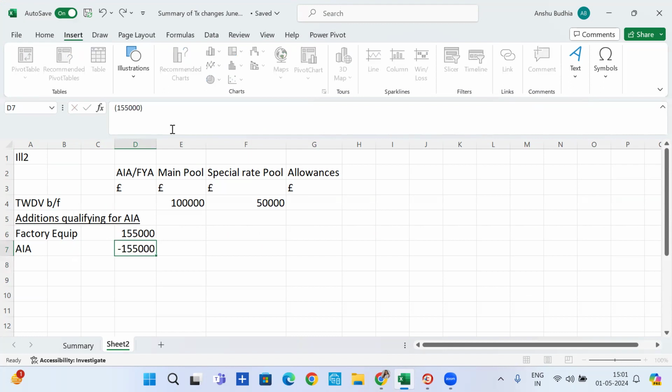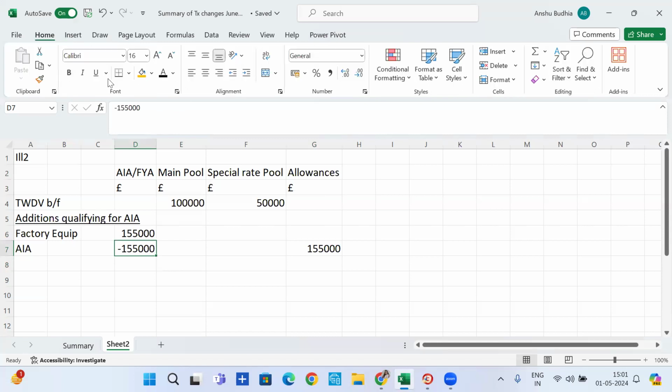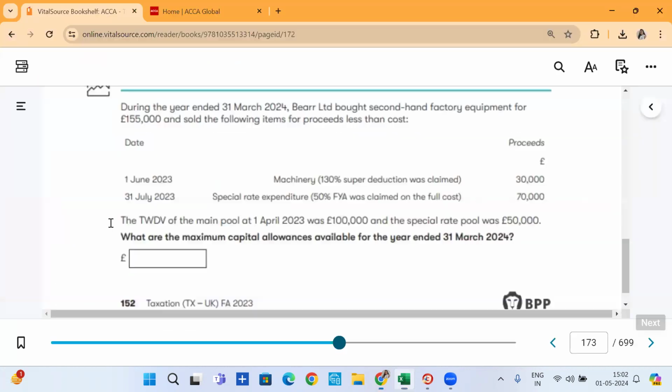Nothing will go to the main pool because full AIA is available here. In the allowances, I will add AIA. Got it? So it's an allowance that we are getting. Nothing will go to the main pool. Now next, let's take the next. Now, do we have any other additions? No. Just that we have disposal.